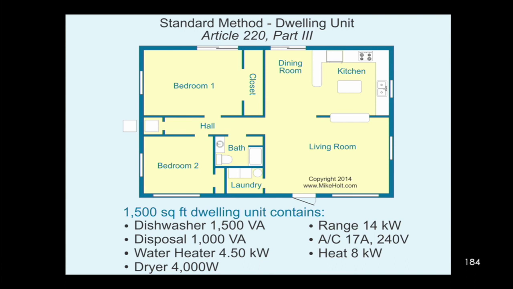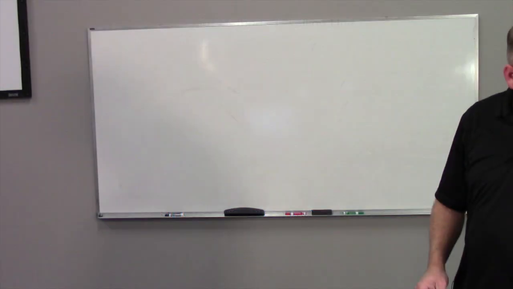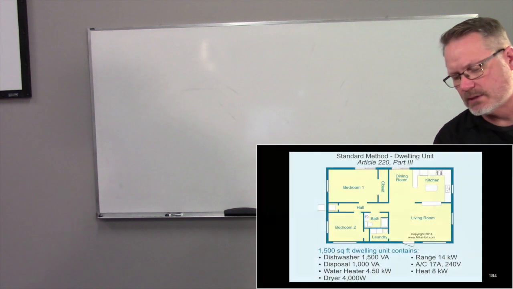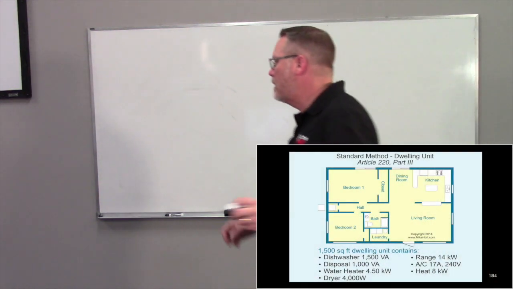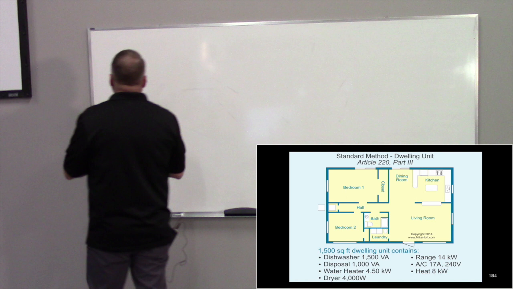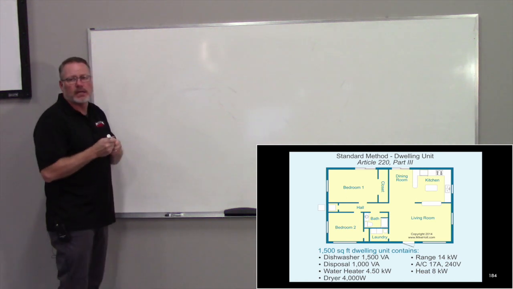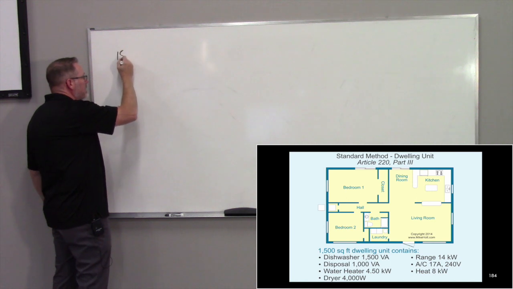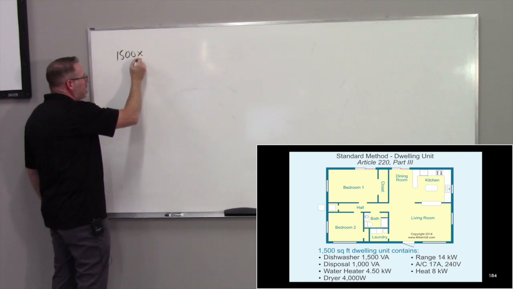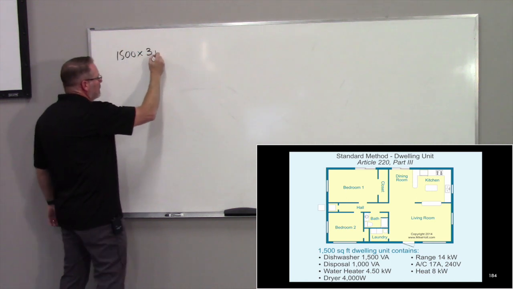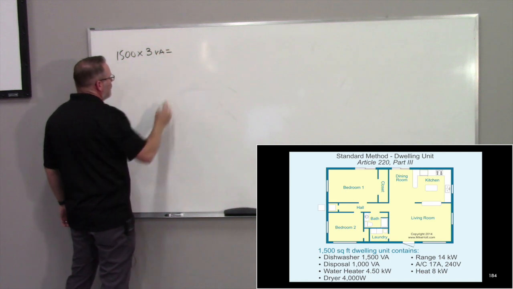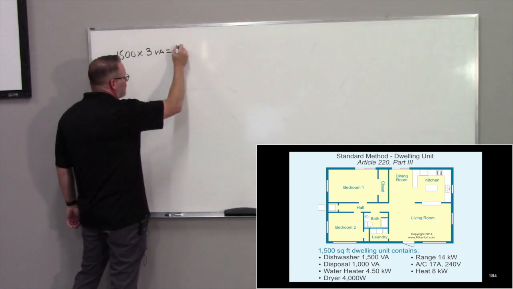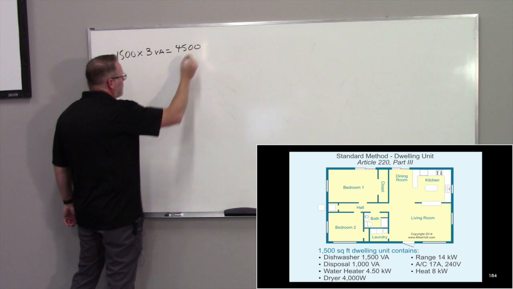All right, let's go ahead and do this up on the board. We'll take a look at this step by step and see what my criteria are here. First off, I've got 1,500 square feet, and we're going to do that times 3 volt amps per square foot. So that's going to give me 4,500.